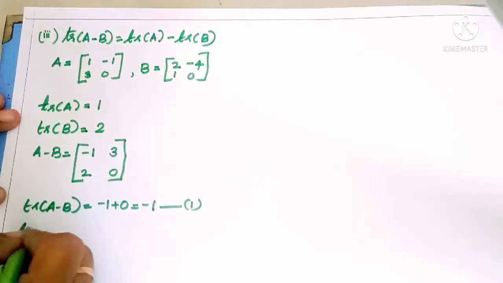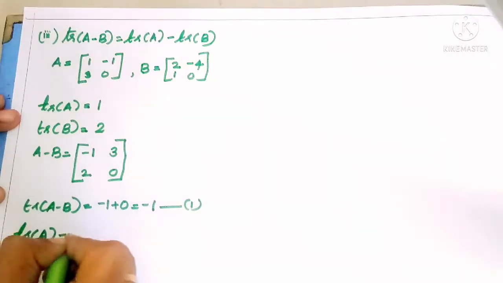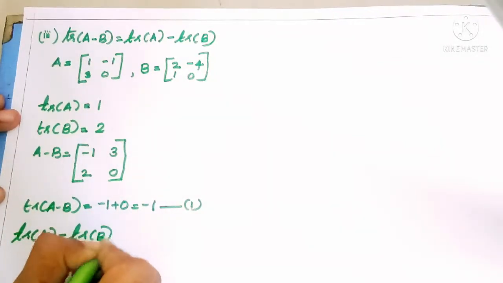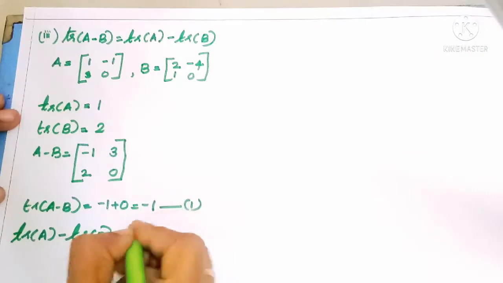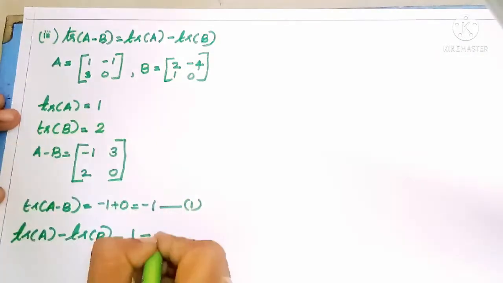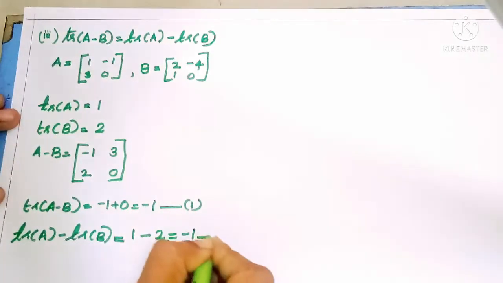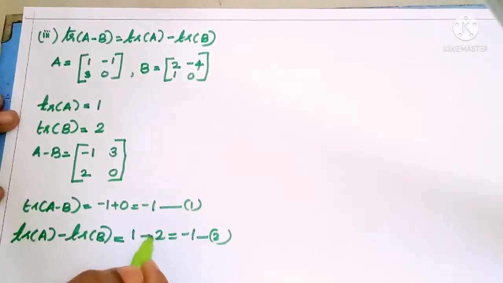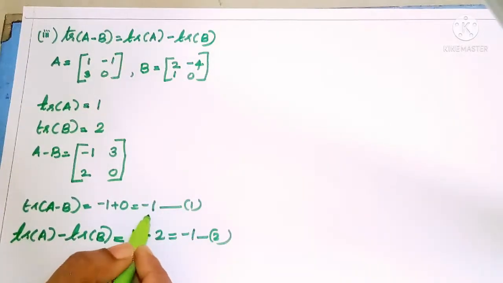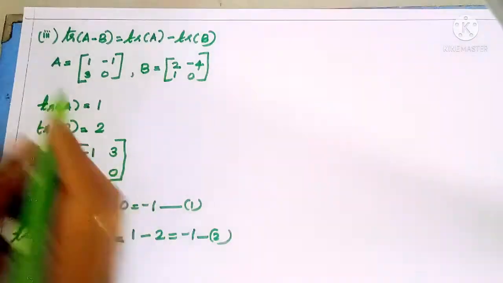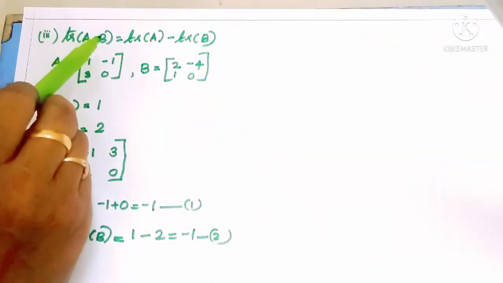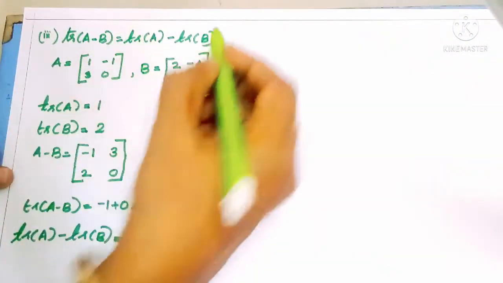Also find out trace of A minus trace of B. What is trace of A? 1 minus trace of B becomes 2. It should be equal to minus 1. If you compare these two equations, here we get the same value, that is minus 1. So we can say trace of A minus B should be equal to trace of A minus trace of B.